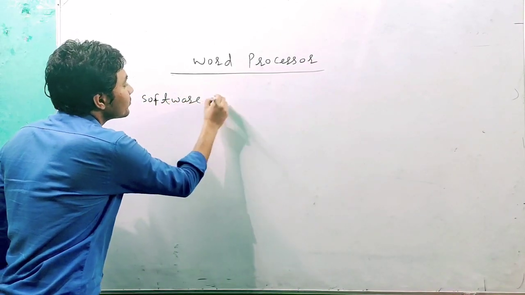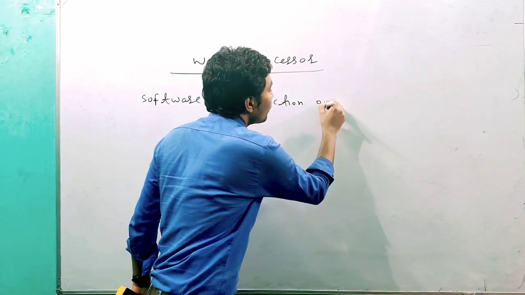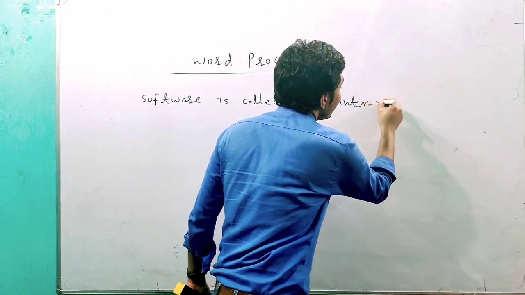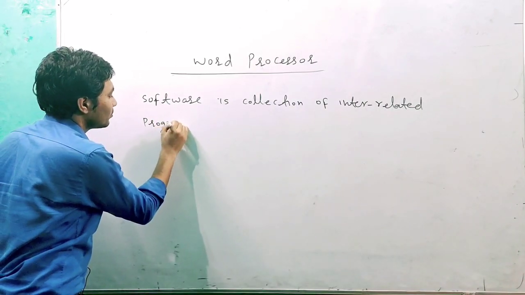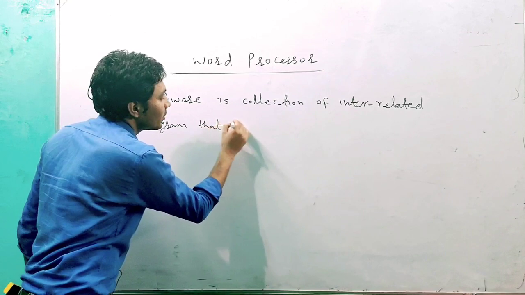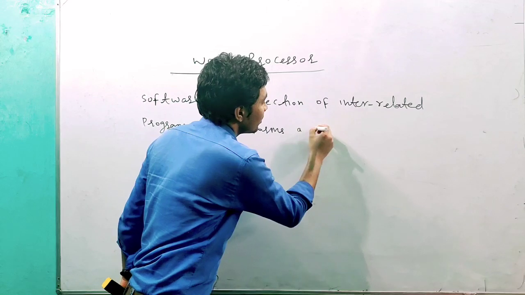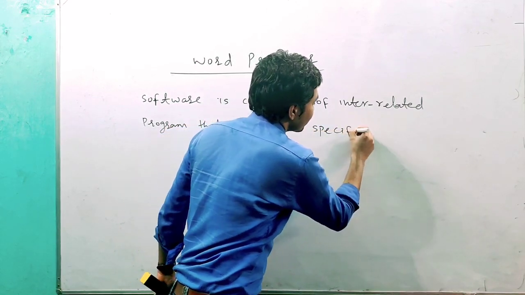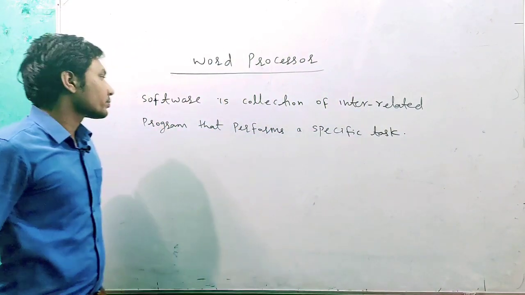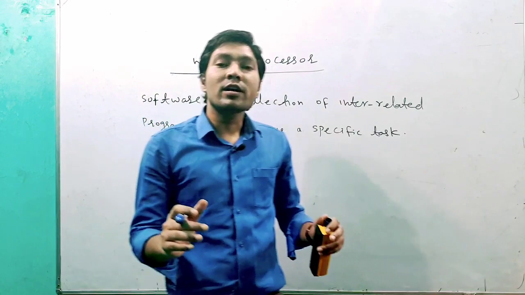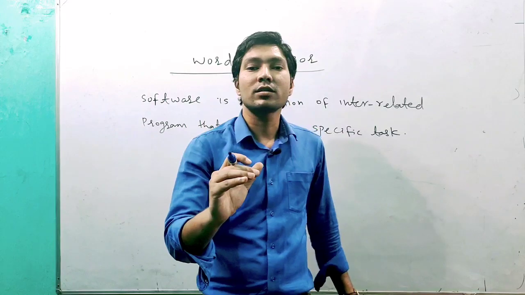Software is a collection of interrelated programs that performs a specific task. So software is a collection of interrelated programs that performs a specific task.